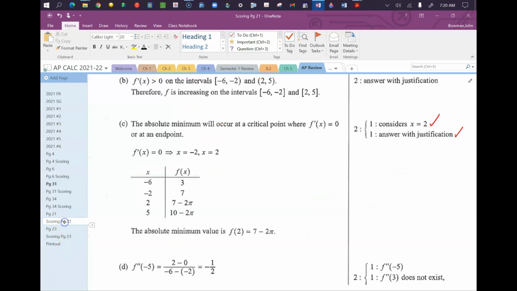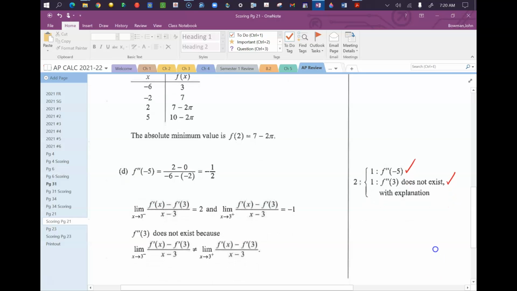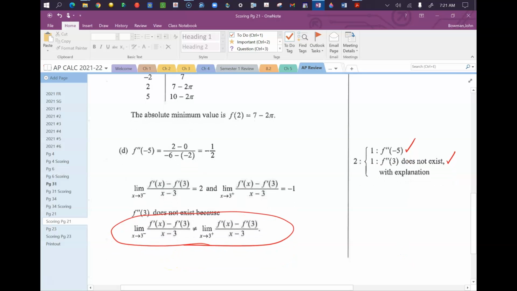Let's see how they score that. 1 point for f double prime of -5, 1 point for f double prime of 3 with an explanation. Basically, they are saying the same thing that we said. If you take a look at that, those are the derivatives from the left and the right of x equal 3.